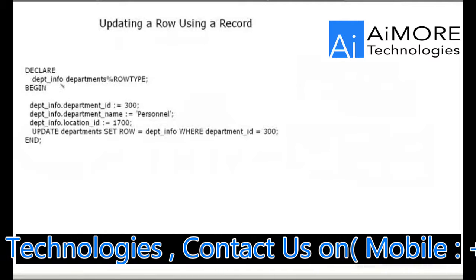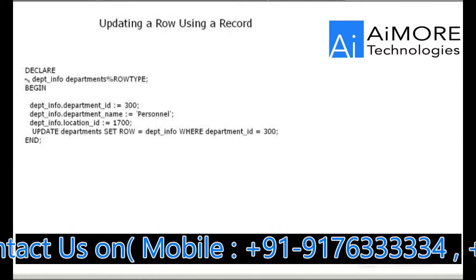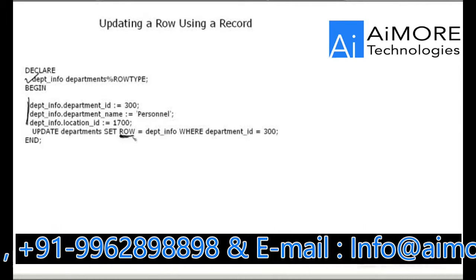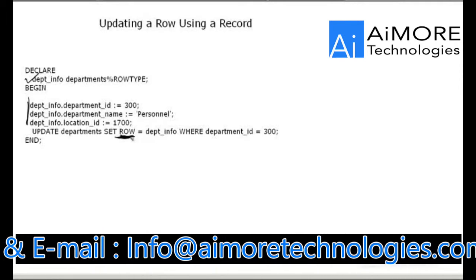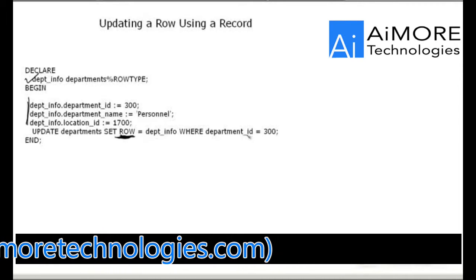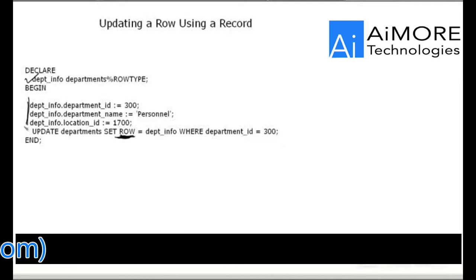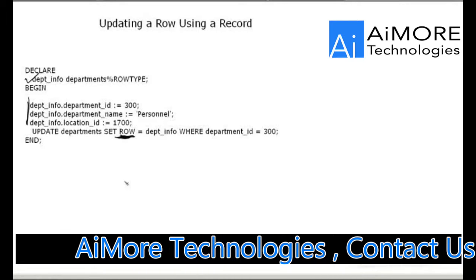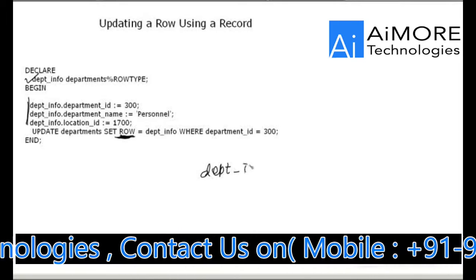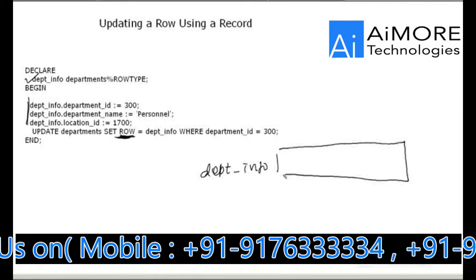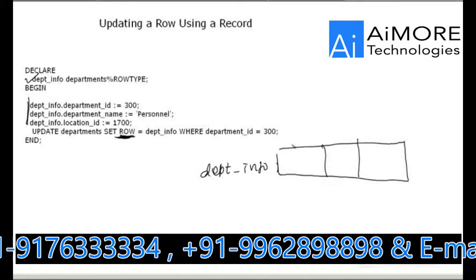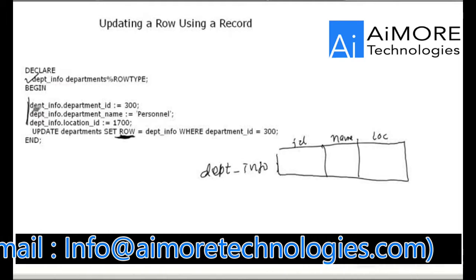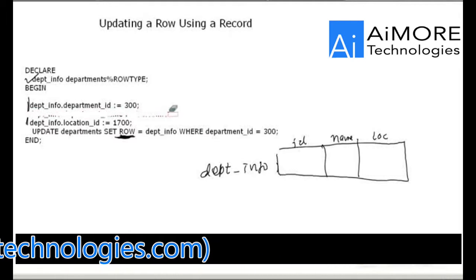We can also do the same thing with an update. Here again, we created a record called department_info, and then we assign this value. Then using SET ROW, this syntax, we are going to update the complete row where department ID is 300 with these values. Say, for example, we just need to modify this code. We create a department_info. So this is my record, and then I have ID, name, and location. For whatever reason, let's say I forgot to put this thing.